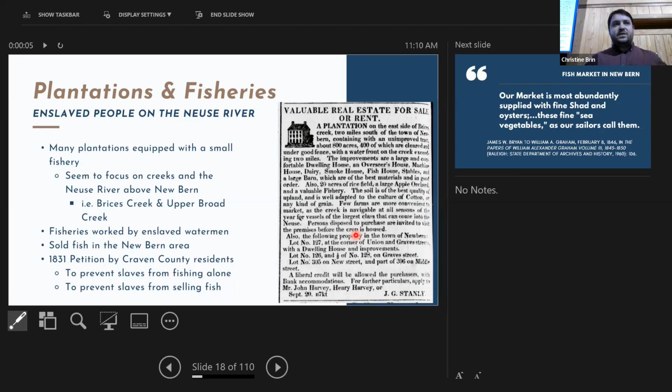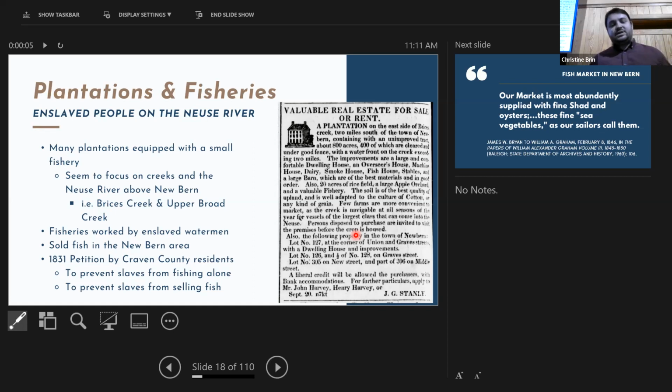A lot of these fisheries tend to focus on small creeks and the riverbanks of the Neuse River above New Bern, where the river really narrows. These fisheries were worked heavily by enslaved watermen. We don't really know how many there were, but we know there were a lot. The masters of these plantations would give handwritten permits to these slaves to go out and fish independently on the water, and then to go to places like New Bern to sell their catch.